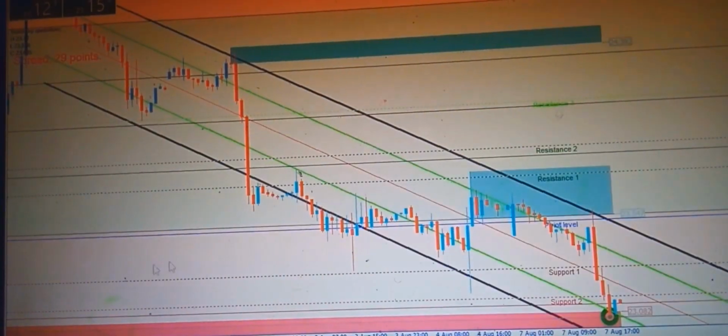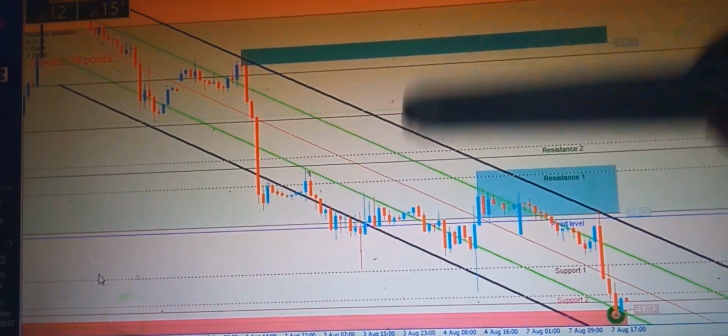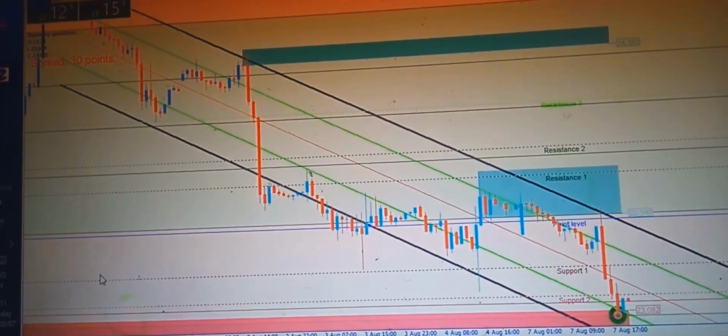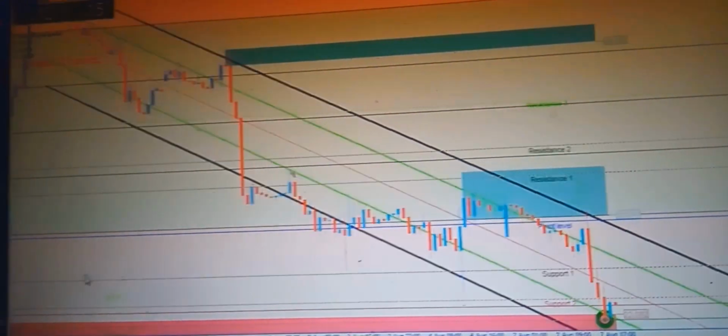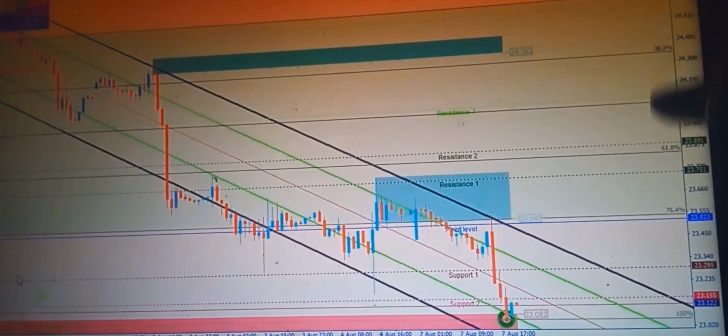What the system does is it gives you all the levels, where you should sell and where you should buy. It gives you the support levels and the resistance levels, and then the last confirmation is the Fibonacci on our system.